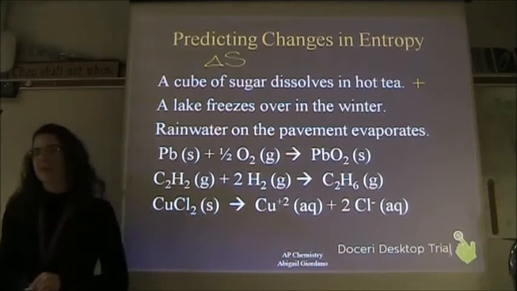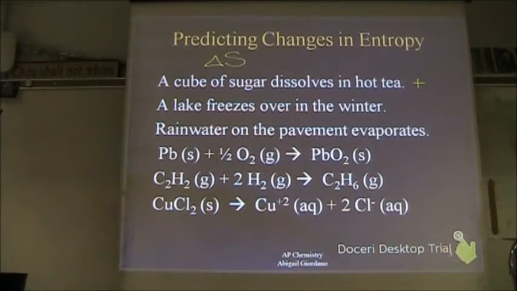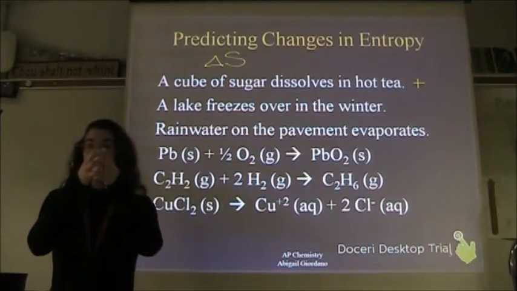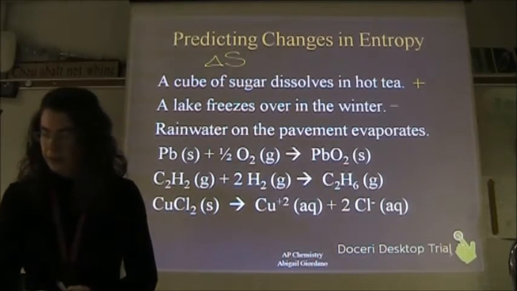How about this second one? A lake freezes over in winter. What do you think? Okay, defend your answer. She says decrease. Why? It's going from liquid form to solid. That's becoming more organized. Okay.